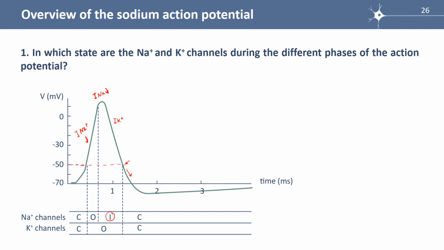Why does the opening of potassium channels repolarize the membrane? Because first you have the entry of sodium ions, and then you have the exit of potassium ions. So you gain positive charges inside of the membrane at first, and then you lose positive charges, so you go back to the basal membrane potential.